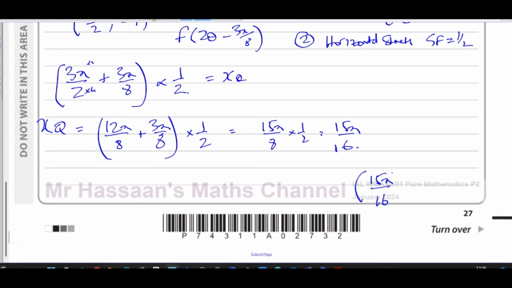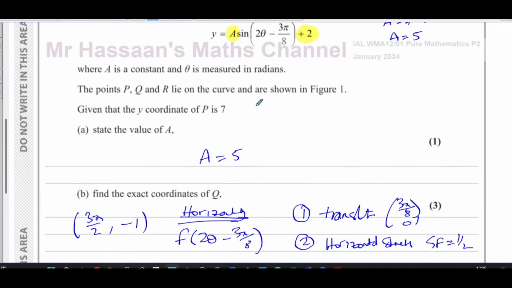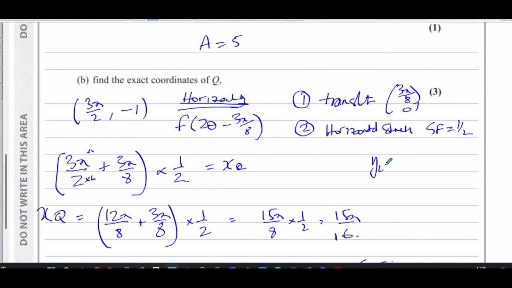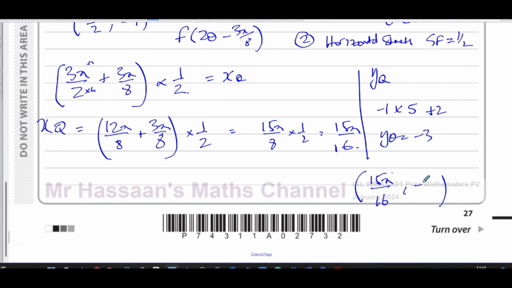And we already worked out what's going to happen to the y coordinates over here in the top here. It's going to be multiplied by a. So for the y coordinate of Q, it's going to be multiplied by a. So the y coordinate starts off as -1. You're going to multiply by a, which is 5, and then you're going to add 2 to it. So you're going to end up with the y coordinate of Q being -5 plus 2, which is -3. So these are the coordinates of Q.